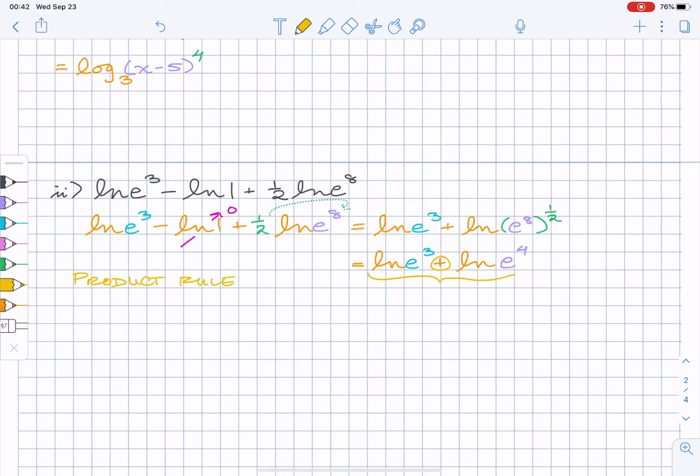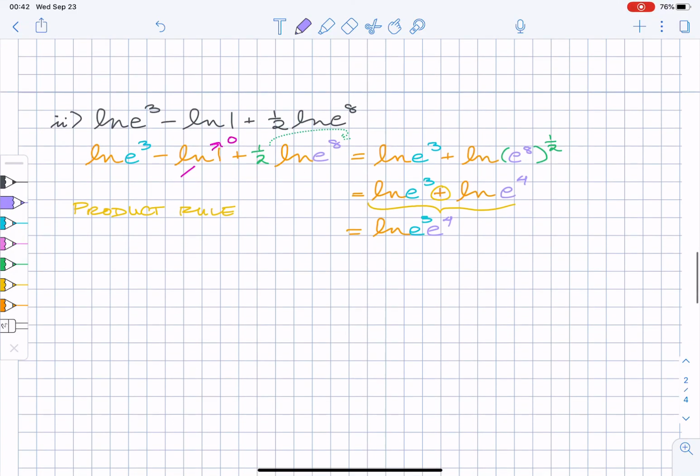Meaning I can rewrite this logarithm as natural log of e cubed times e to the 4th. Okay. So do you agree that that's natural log of e to the 3 plus 4? 3 plus 4. Okay, so that's natural log of e to the 7th, right?